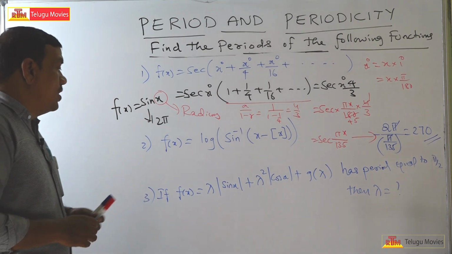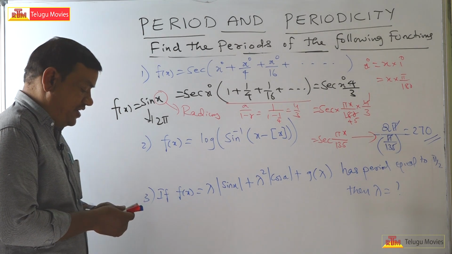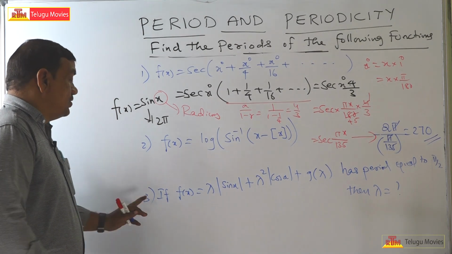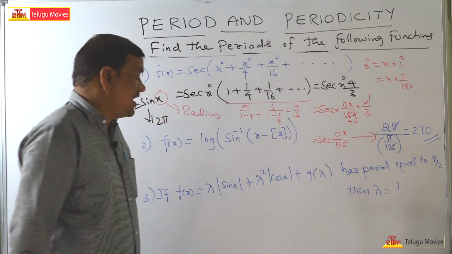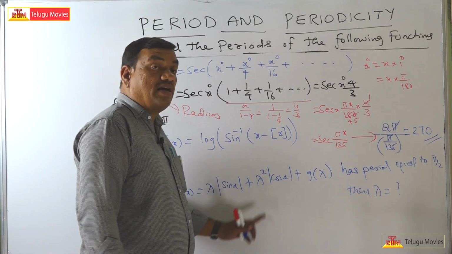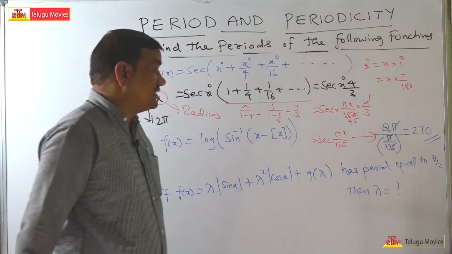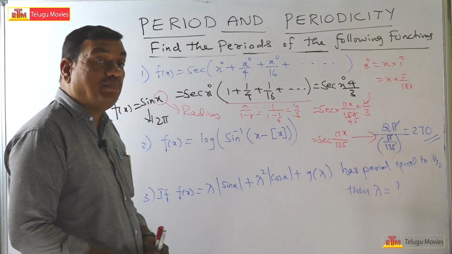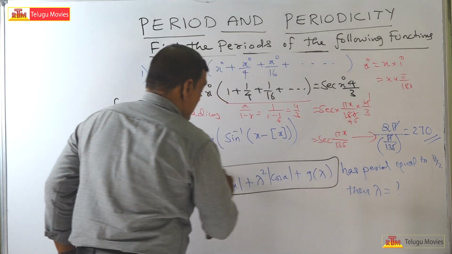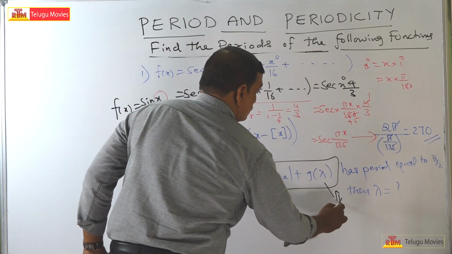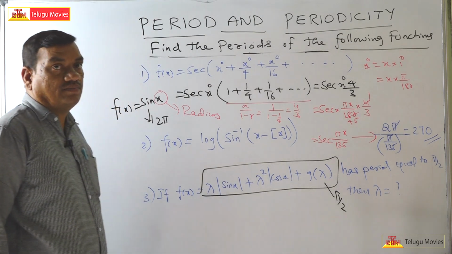Okay? Right. Now coming to here, one more very interesting problem. If f of x is equal to lambda modulus of sin x plus lambda square modulus of cos x plus g of lambda has the period pi by 2. It is given that the period of this function is pi by 2. Then the value of lambda is?